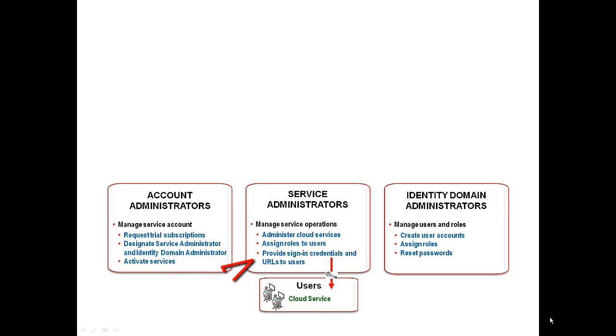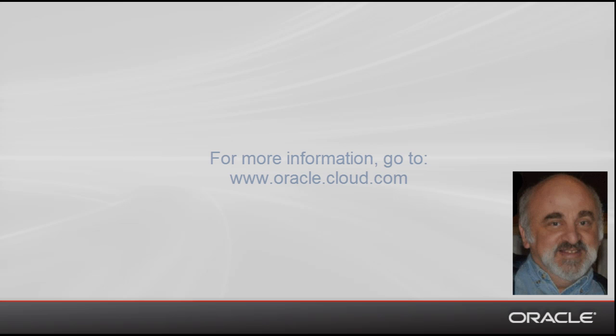In addition, the Identity Domain Administrator must provide the temporary password to the user, provide the URL for the Oracle Identity Console to the user, and provide one or more service URLs to the user, depending upon the service type the user is allowed to access. And that's it. You've now seen how to manage a new Oracle Cloud service, including the creation of user accounts and assignment of roles.